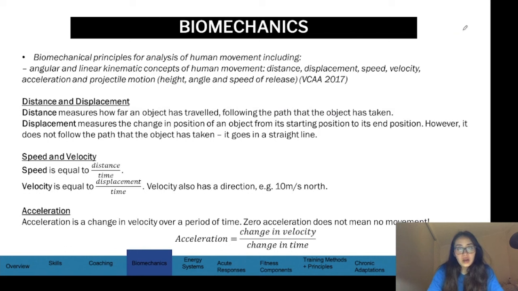Let's move on. So, it's funny that we've already talked about velocity and speed, but I mentioned speed is distance over time and velocity is displacement over time. By the way, if you had questions about that previous question, pop them in the chat right now so I can address them before we move on. So distance and displacement are kind of measurement type things. So distance is how far an object's traveled following the path it's taken.